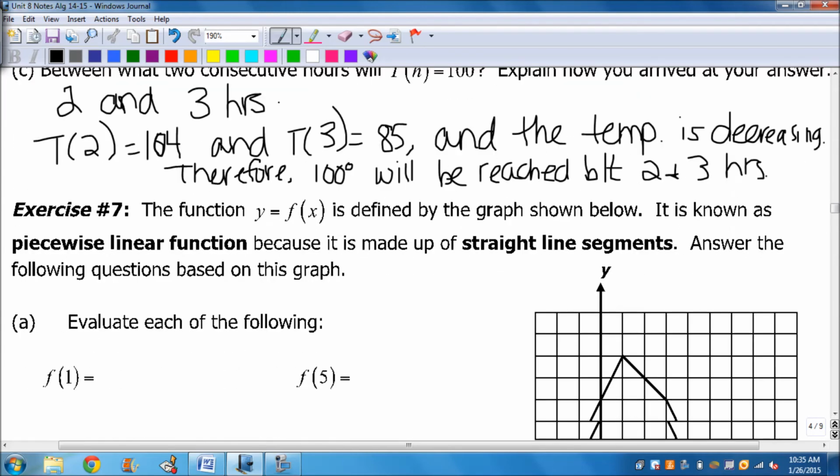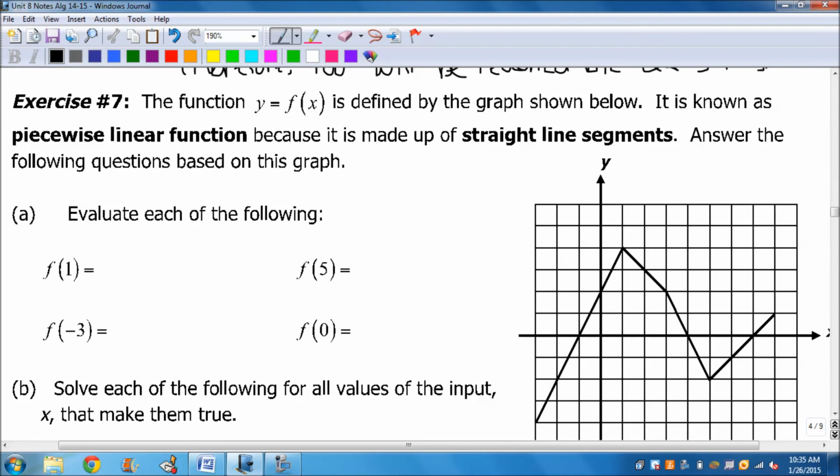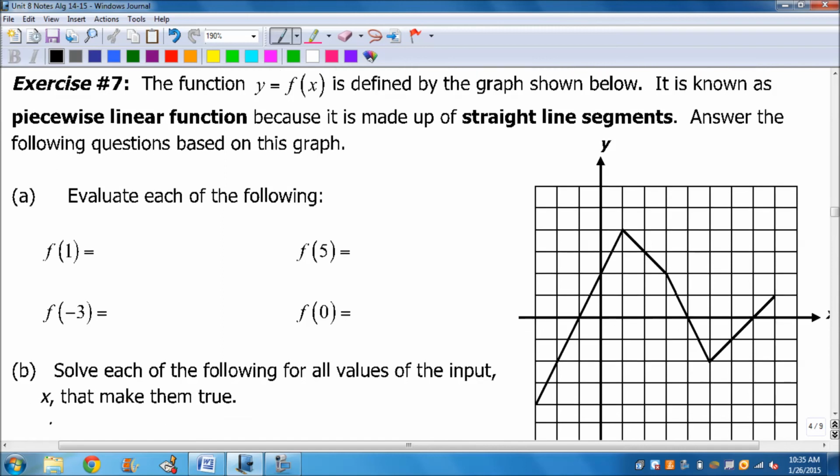So now let's look at graphs. The function y equals f of x is defined by the graph shown below. It is known as a piecewise linear function, which we've done a little bit of at the beginning of the school year, but we'll go more in depth with that this unit, because it is made up of straight line segments. So if you remember, this has 1, 2, 3, and 4 different pieces because there are 4 different straight line segments that combine to make this function. Answer the following questions based on this graph.